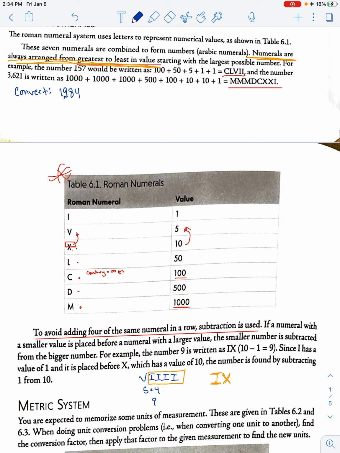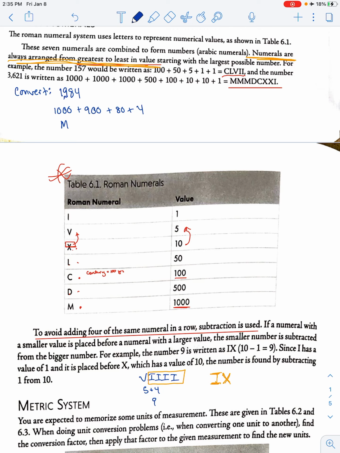So we have 1,000, so 1 M. So I'm going to say 1,000 plus 9 hundreds plus 80 plus 4. Now I want to think about how to represent each of those using Roman numerals. So 1,000, well, that's an M. That's an M. 900. Now 900 we can write in a few different ways.